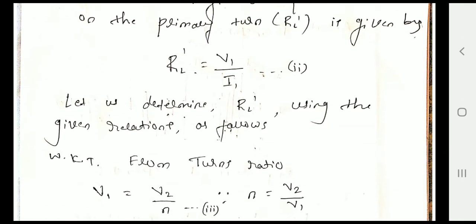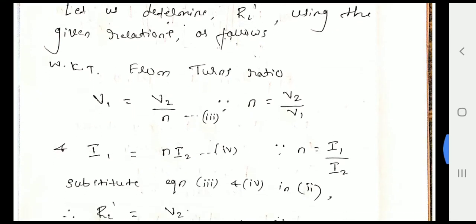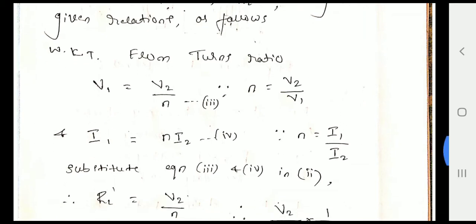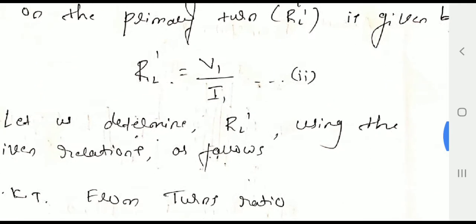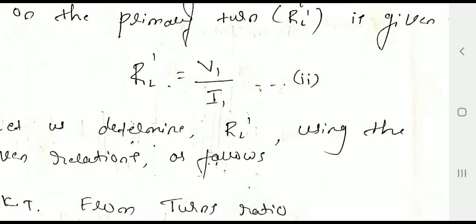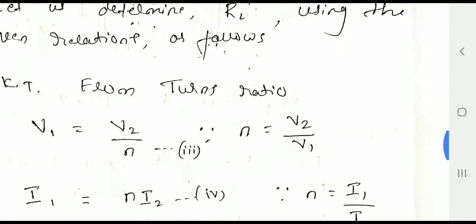Now I am going to determine the value of RL dash in terms of the turns ratio and the resistance RL. So first, in RL dash, we have the voltage V1 and current I1. Now I have to find the values of V1 and I1, substitute them in this equation, and simplify to get RL dash. That is shown here.